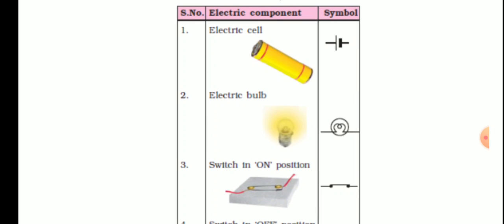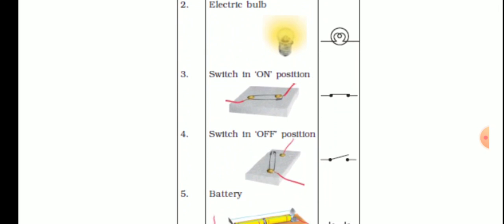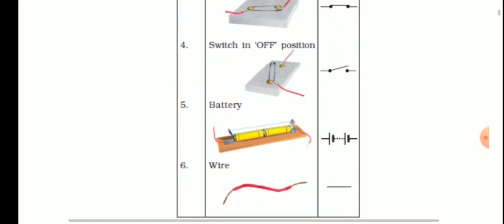First, the electric cell. I hope it is clear. The big one is the positive terminal, and the short one is the negative terminal. Or you can say the long one is the positive and the short one is the negative terminal. Then is the electric bulb. Third is switch on. Fourth is switch off position. Fifth one, battery. As I told you, the combination of two or more cells is known as a battery. Then is wire.